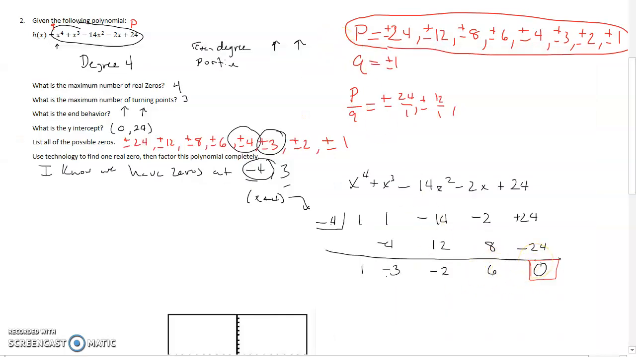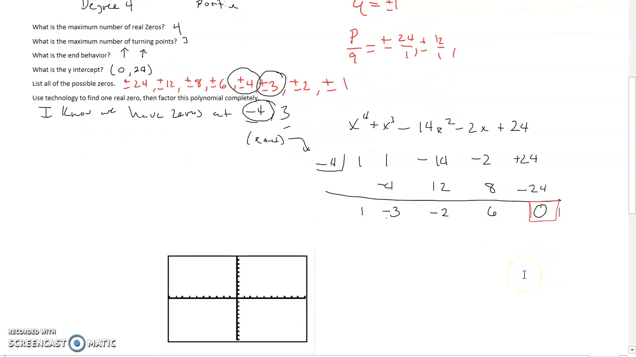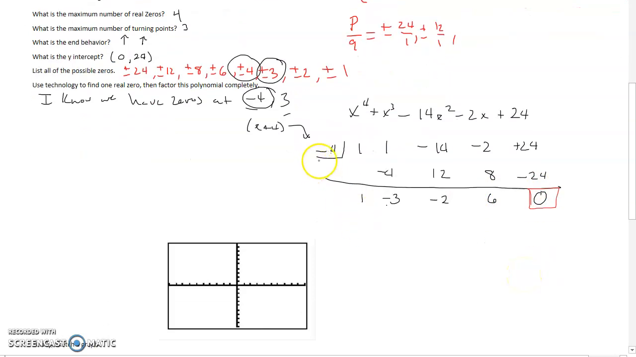Now, why did we do that? We did that because if I take this 0, I have an x plus 4 as a factor, and then this stuff right here are the coefficients of what we call the quotient. This was a 4th degree polynomial. It has now become a cubic polynomial because I factored out or divided out the x plus 4.